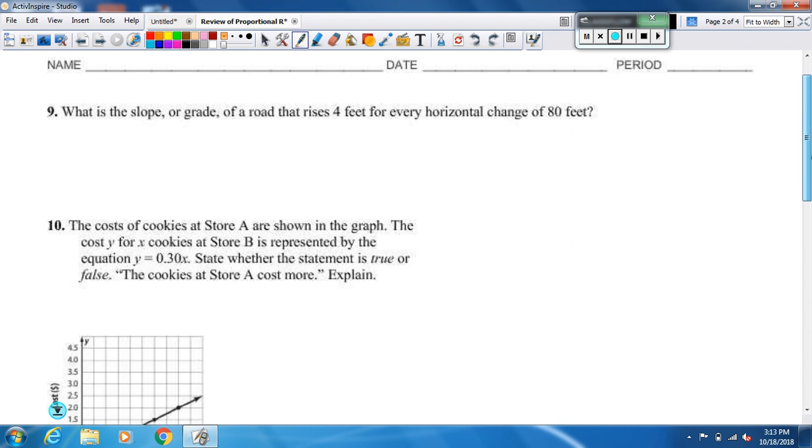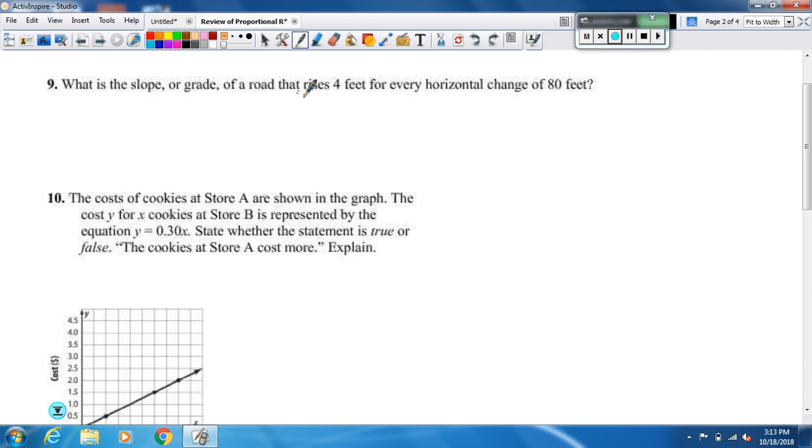Number 9. What is the slope or grade of the road that rises 4 feet for every horizontal change of 80 feet? Okay, well, slope is rise over run. So rise 4, you do 4 over horizontal, that's the run part of it, 80. And you simplify. You can divide both of these by 4. So 4 divided by 4 is 1. And 80 divided by 4 is 20. So that is the slope of this situation. Number 10.